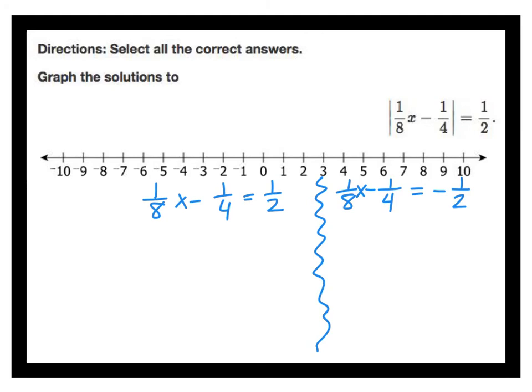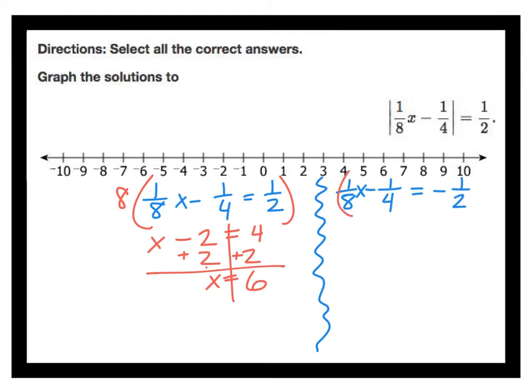So to solve these, I'm going to switch colors so we can see the work. We start by getting rid of the fraction. So I'm going to multiply this entire equation by 8. 8 times an eighth is 1, so 1x. 8 times a fourth, that's 2. And 8 times a half, that's 4. Add 2 to solve. x equals 6.